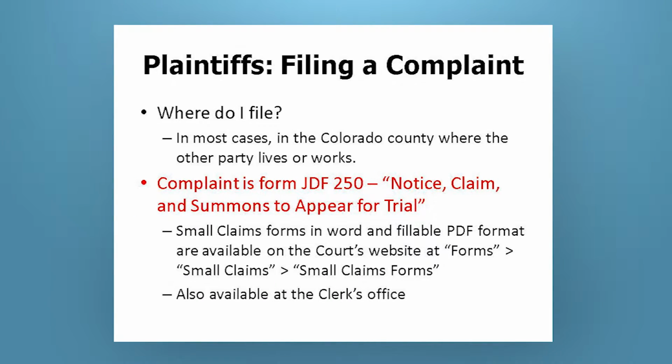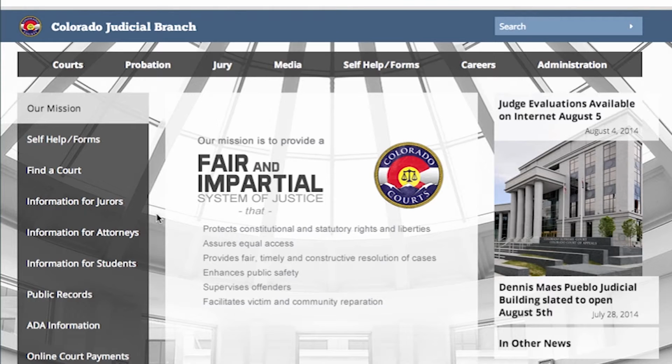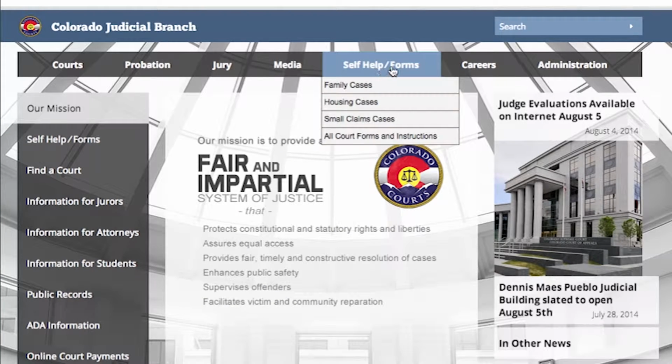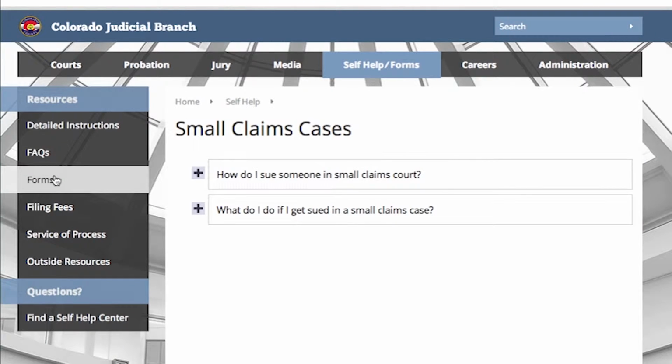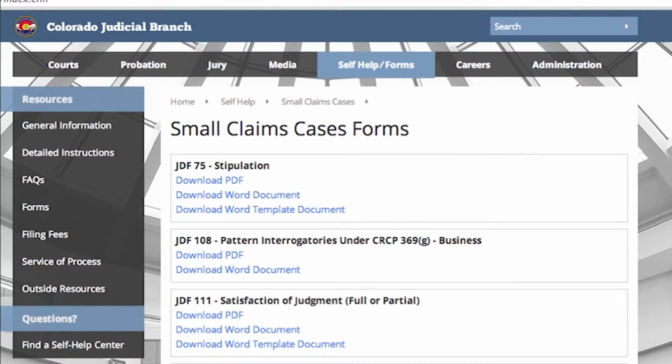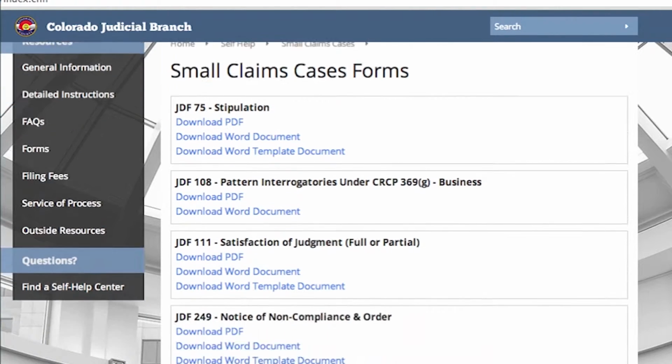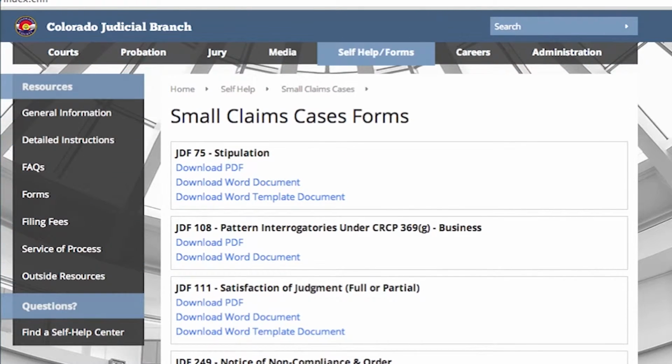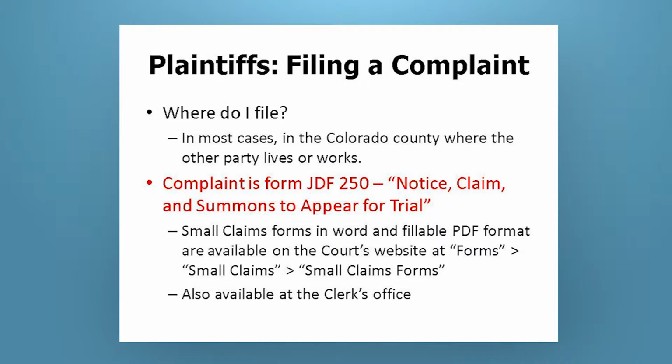The small claims forms in Word and also fillable PDF format are available on the court's website. You can find them here, under Forms, Small Claims Forms. You'll see there's JDF 250, Notice, Claim, and Summons to Appear for Trial. The form is also available at the clerk's office.